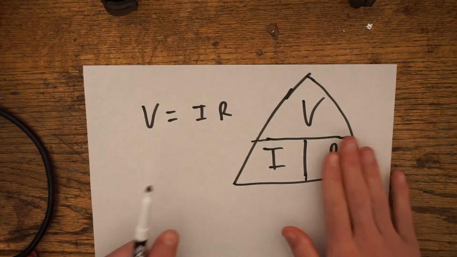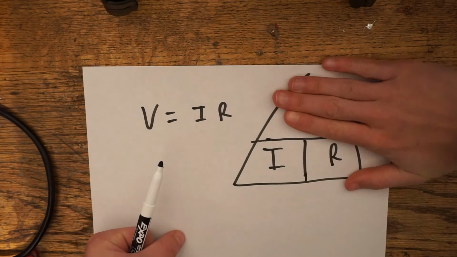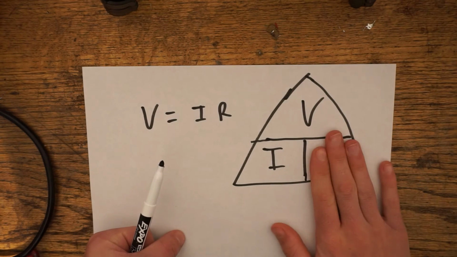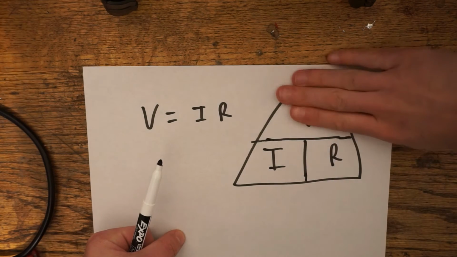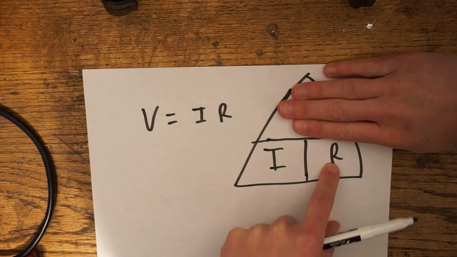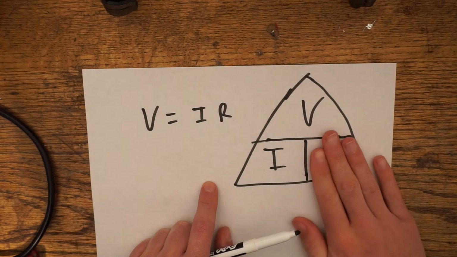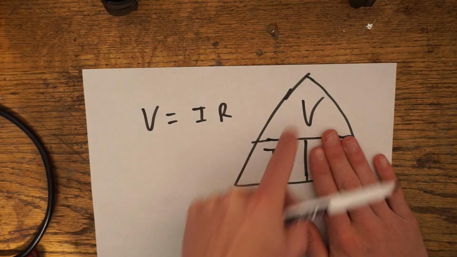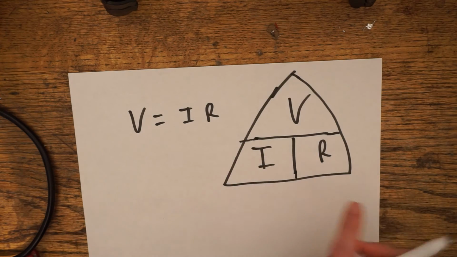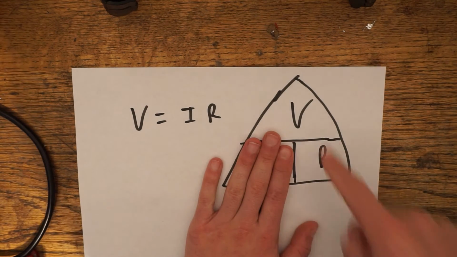So you can cover up whatever you're looking for, or whatever is missing. So if you're looking for voltage, if it's on the bottom, these two you multiply, so you do I times R, so that's V equals IR. If you're looking for resistance, you cover up the R. V divided by I is equal to your R. So whatever one you're missing, you just cover up, and it shows you kind of what operation to do.